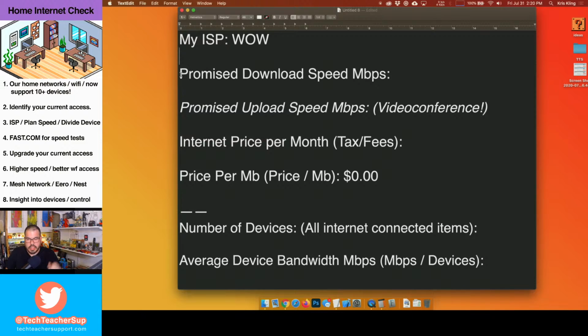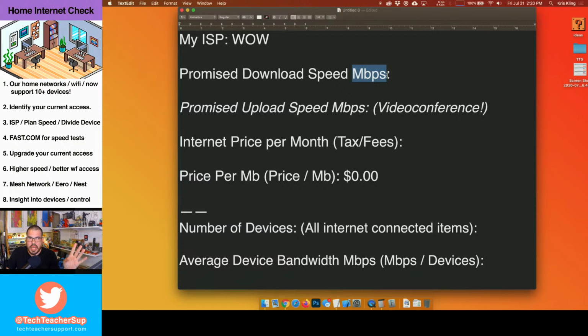Let me highlight this so you can see it. Okay, now, WOW gives me internet, and I pay them for a certain speed. All right, and you see this word right here, Mbps. That stands for megabits per second, and that is the measurement that they measure the speed of internet by. So essentially, how many millions of bits can come into your house and leave your house.